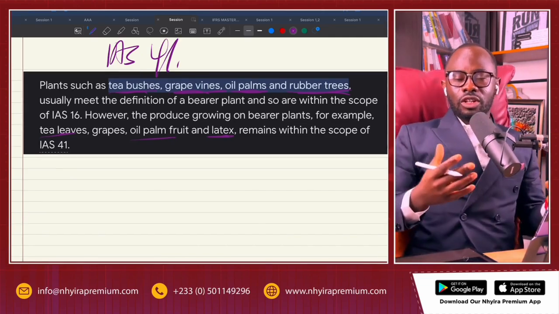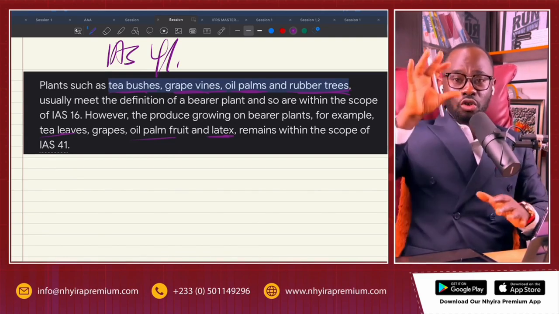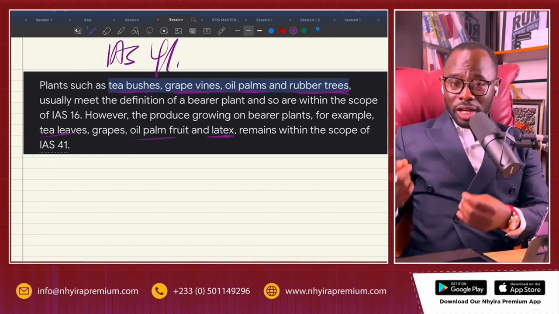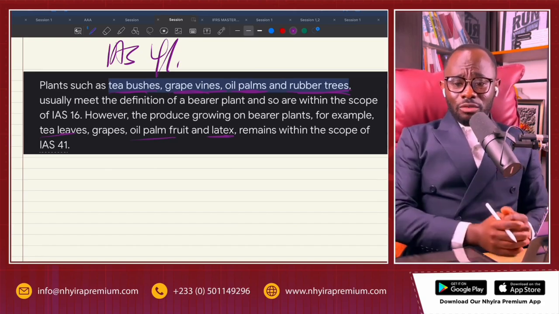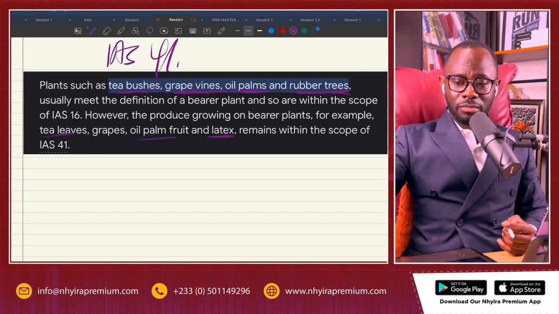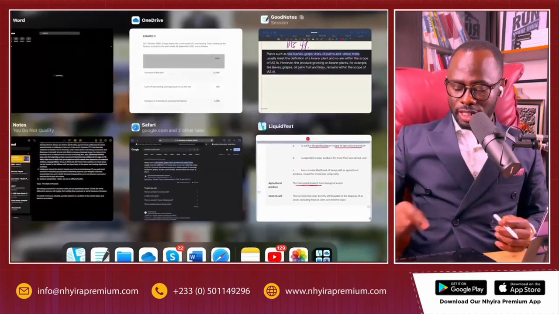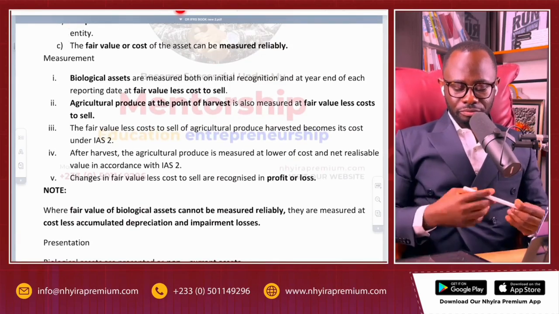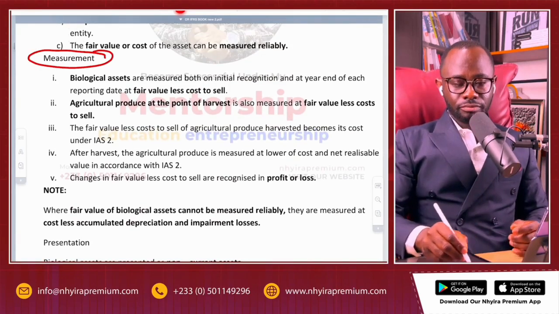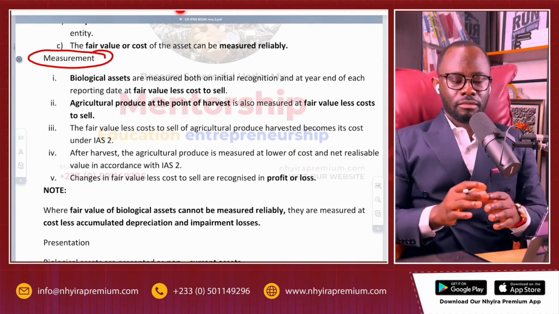So now that we've looked at the terminologies, and know what a biological asset is and what agriculture produce is, the question we ask ourselves is, how do we account for it in our financial statements? So let's go. I'm going to pull my slide up, then I'll come back to my writing part and write a couple of things for you. So measurement. Please stay with me carefully.